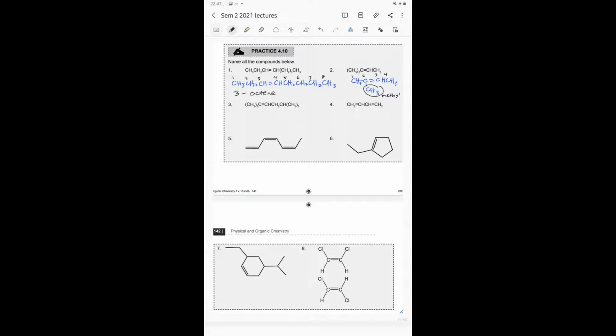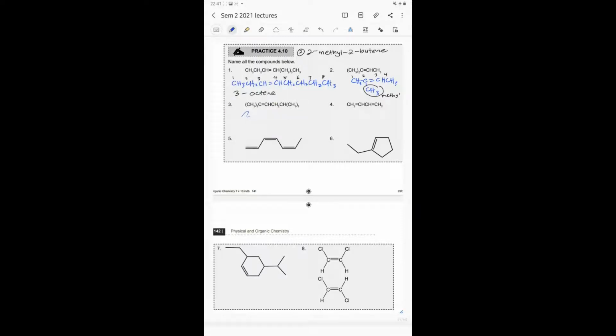So the name will be 2-methyl, and then we put the position of the double bond, 2-butene, or you can also name it as 2-methylbut-2-ene. Up to you which one you want to choose. Okay, let's go to number 3.